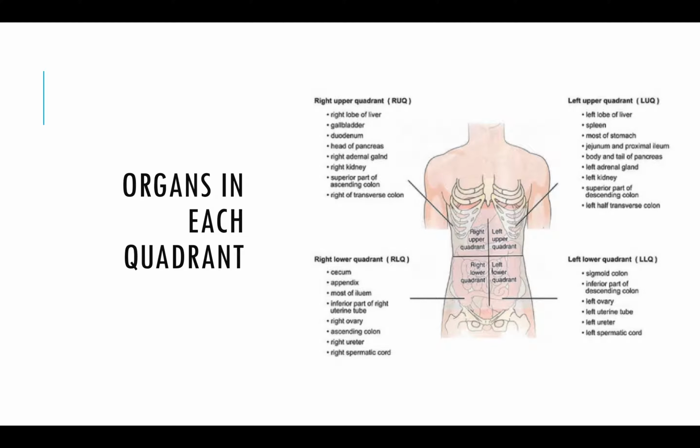Then down in our right lower quadrant, we've obviously got our cecum and appendix, which are right down here in the corner. Most of the ileum, which is here in the middle, and the inferior part of the right uterine tube. So they're important things to remember. The right ovary, so in women we've got to remember our reproductive organs in here. The ascending colon, the right ureter, and the spermatic cord in a man. And then in our left lower quadrant, we've got our sigmoid colon down here, the inferior part of the descending colon, the left ovary and uterine tube, the left ureter, and the left spermatic cord.